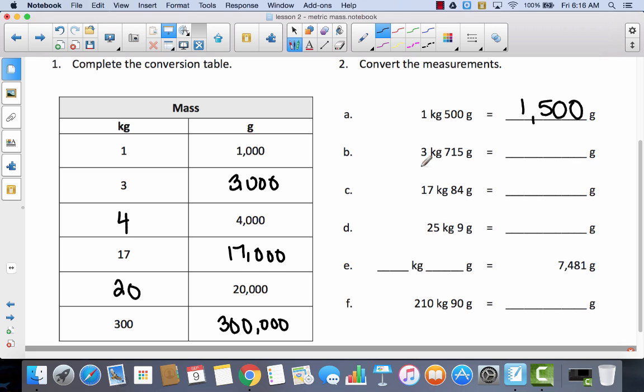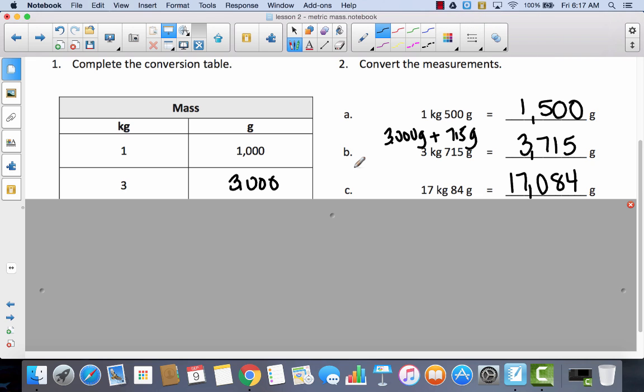So this is 3,000 grams. I'm going to write it up here. So we've got 3,000 grams plus 715 grams, which is going to be 3,715 grams. I want you to try to do the next 4 by yourself. Again, if you get stuck, you can always press play and I'll help you.